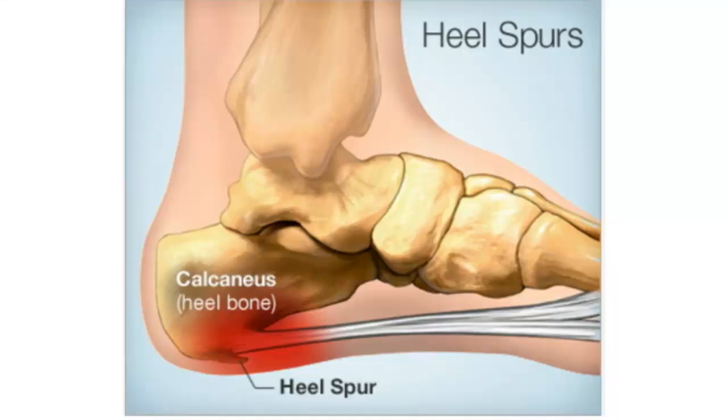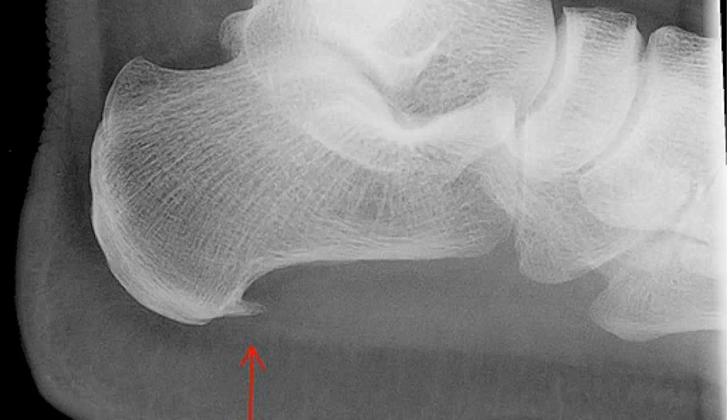Now, how do you confirm a calcaneal spur? You take an X-ray of the calcaneum or heel to confirm the bony outgrowth that is present, and you confirm the calcaneal spur.